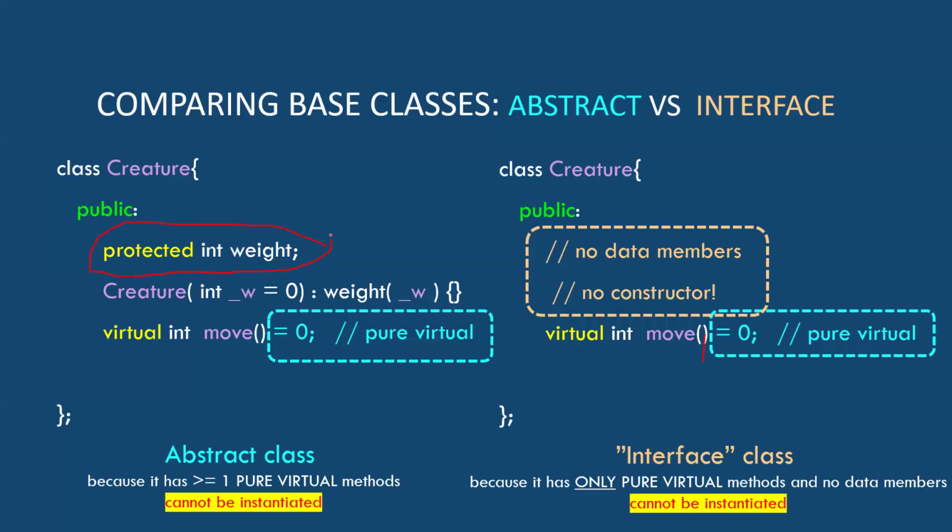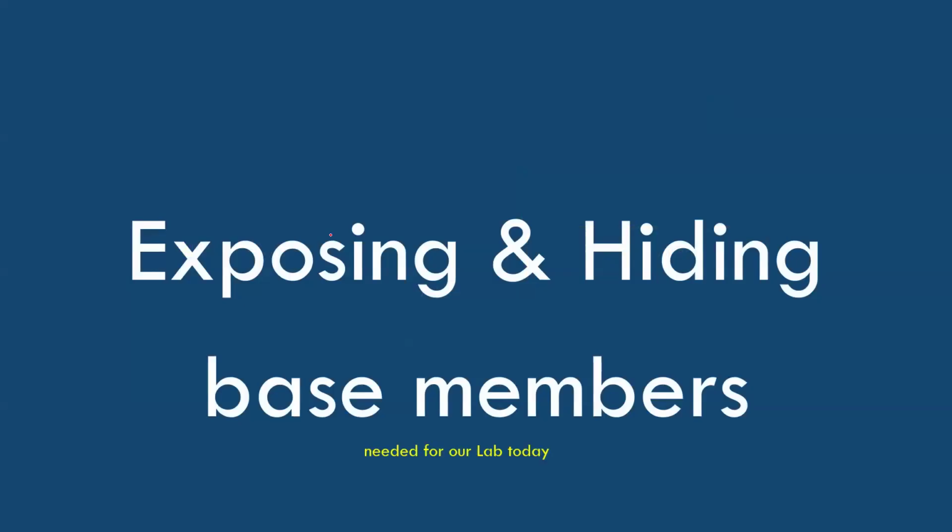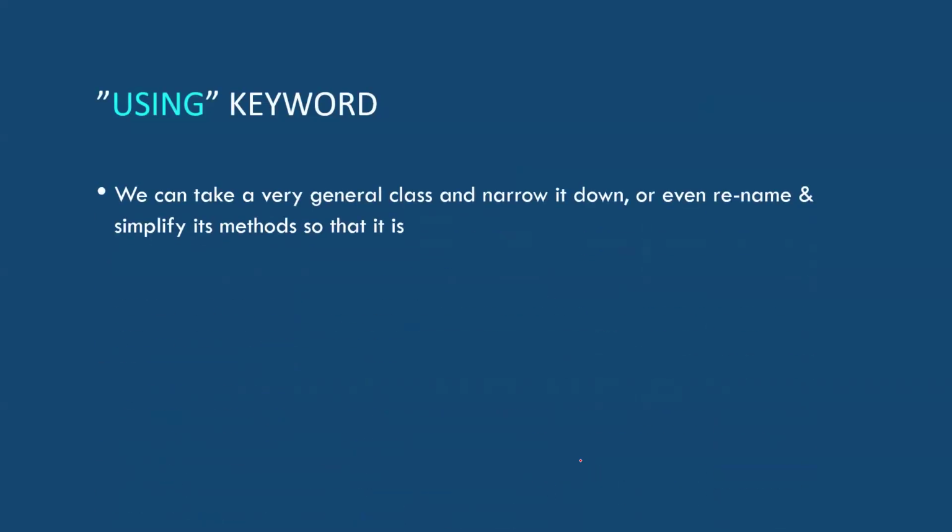So there's one little keyword I want to introduce to you, and then we'll be done. It's called using, okay? And we'll need it for our lab today, just in one little tiny place. But using allows the derived class to replumb or rewire the protected status of data members and methods, okay? It can even allow us to rename those methods to be something else, okay?